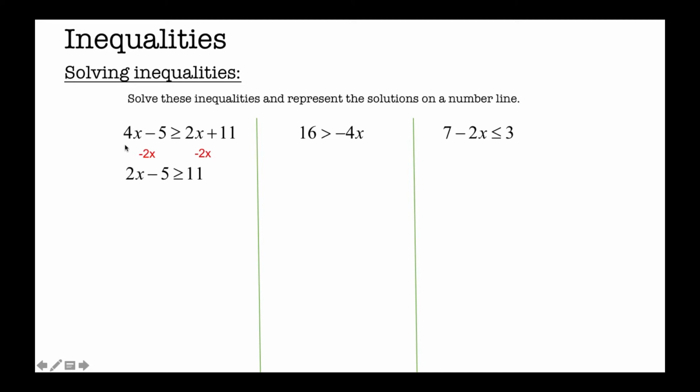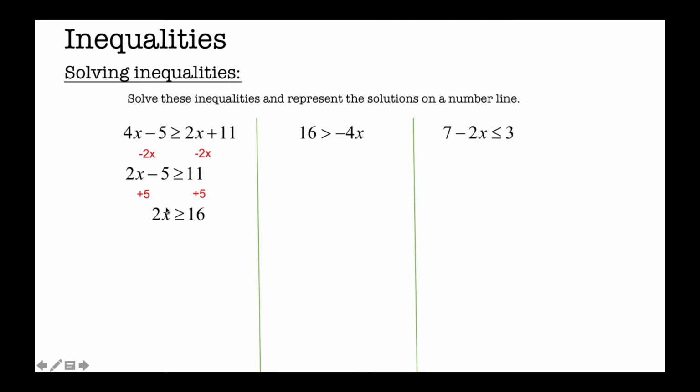So that ends up being 2x here, because I have -2x, -5, which is greater than or equal to 11, because 11 would be on its own now that I've moved the 2x over. Okay, the next thing I need to do is move this 5, because remember this is like the equal sign, it's like the barrier, and I need to move the 5 over. So in order to move the 5 over, I'm going to add 5. Okay, so that gives me 2x is greater than or equal to 16.